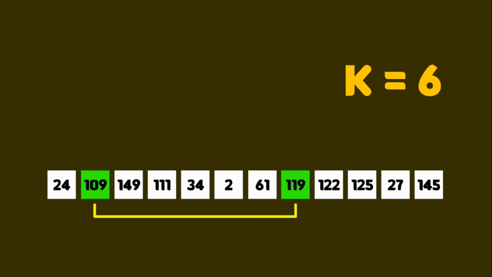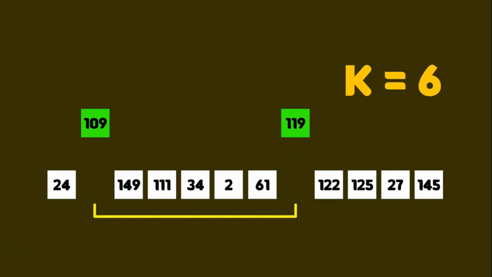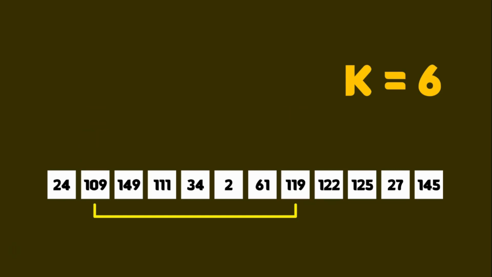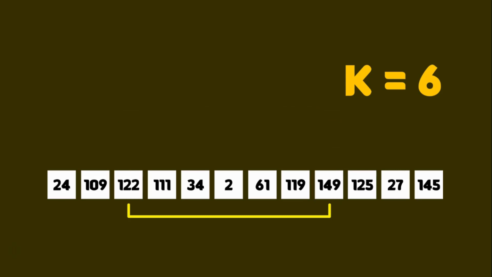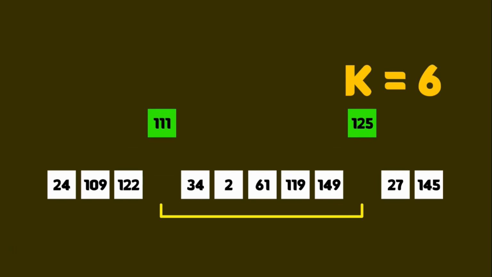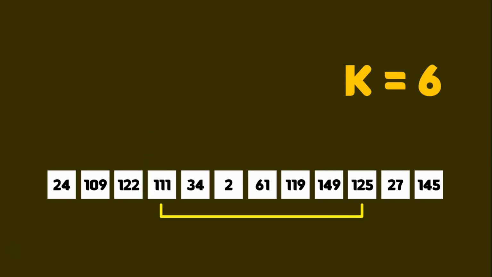Taking the gap of 6 with 109 and 119, as 109 is lesser than 119, it is in the proper sequence, so it is kept in the same place. After that, the next gap sequence is for 149 and 122. As 122 is lesser than 149, it is swapped in that particular sequence. Then comes 111 and 125. 111 is lesser than 125, so it is kept in the same way as it is needed.